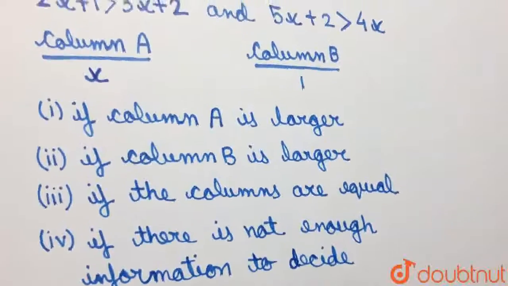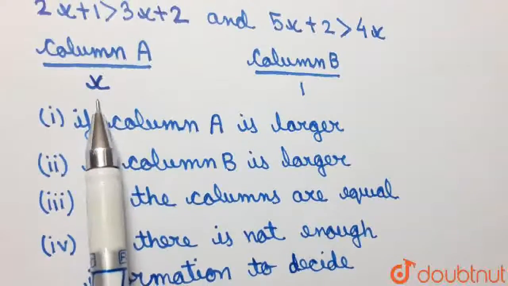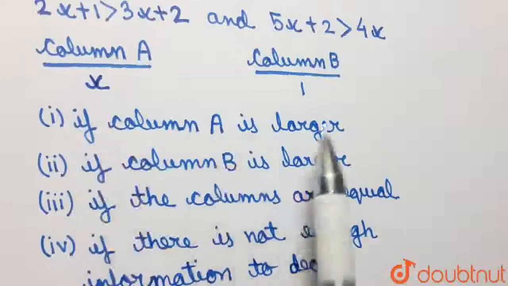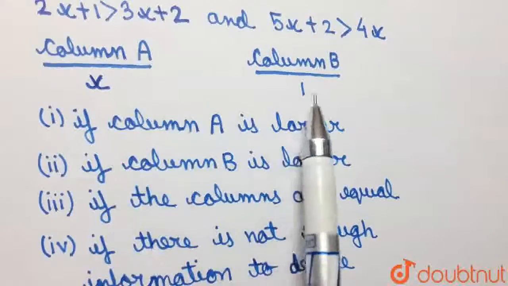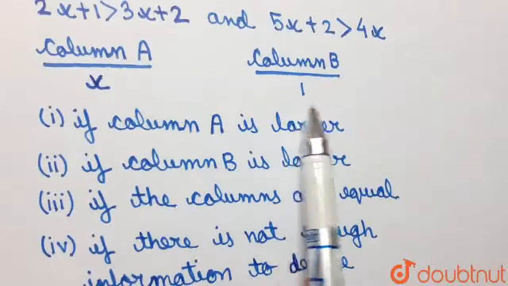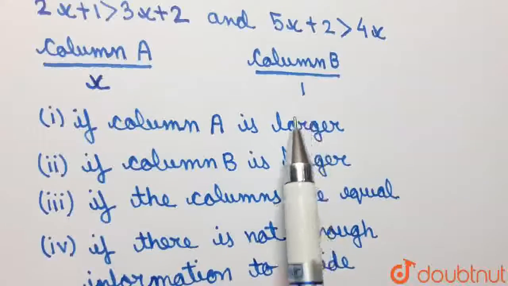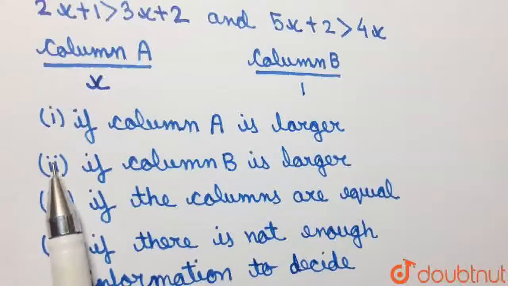Okay, so we can conclude that the value of x is always going to be less than plus 1. That is, column A is always going to be less than column B. That is, out of the two columns, column B is going to be larger, and hence in that case option number 2 is the correct option.